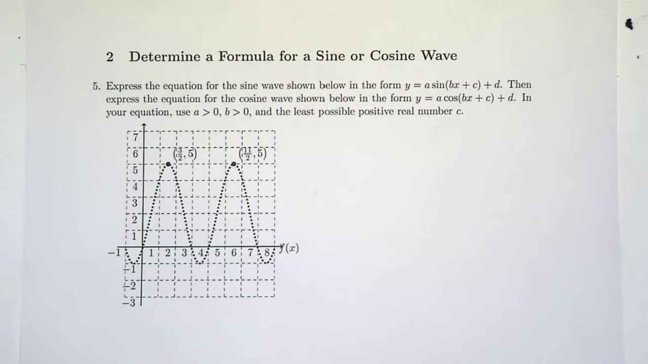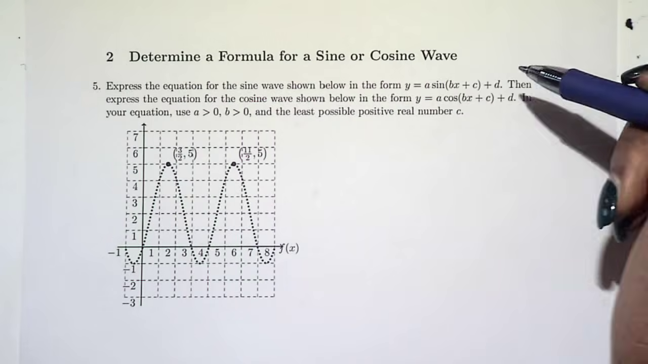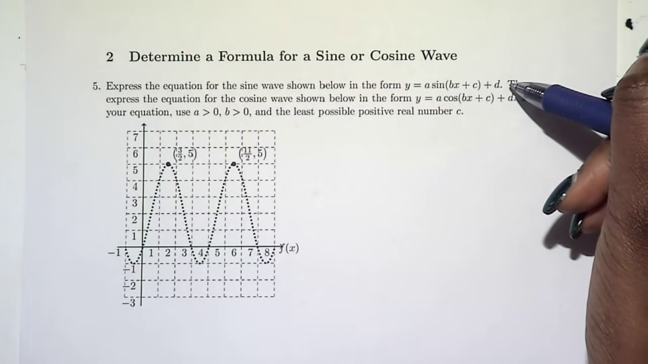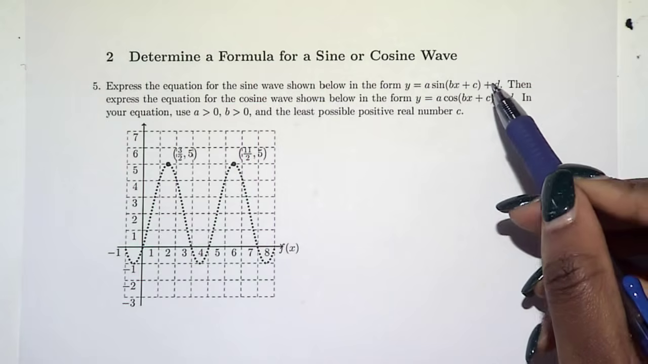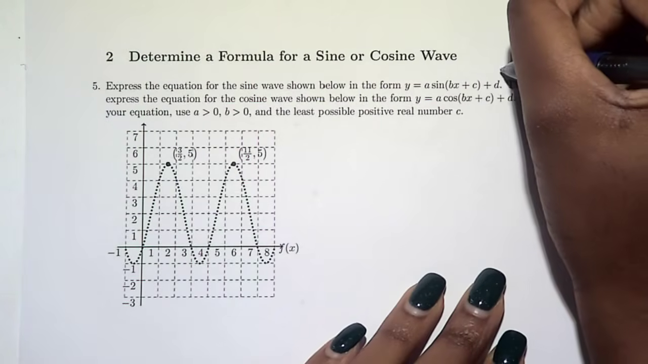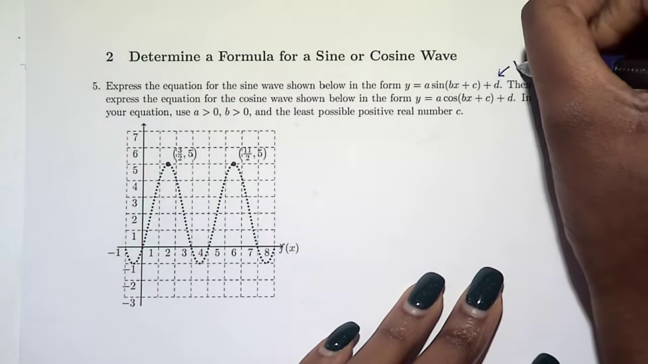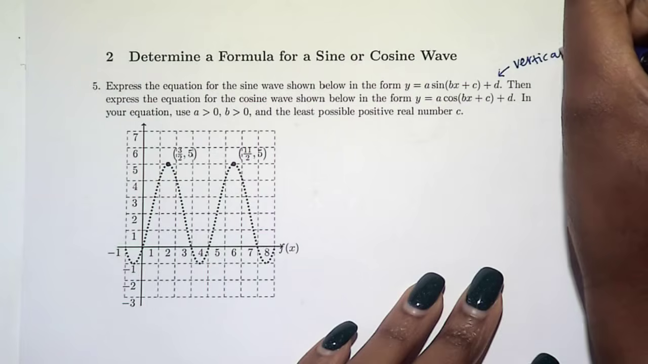So actually sine and cosine are the exact same. They're just a horizontal shift away from each other. So one thing I want to point out is this d that we've now added in. Notice we're adding this to the whole function. So this is just like what we've learned before. This is our vertical shift.